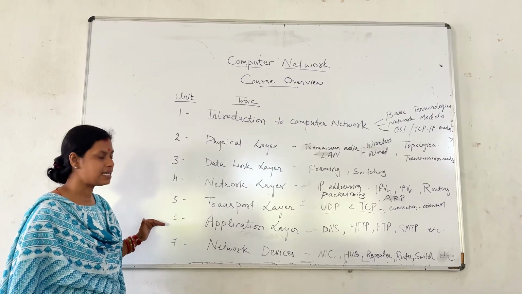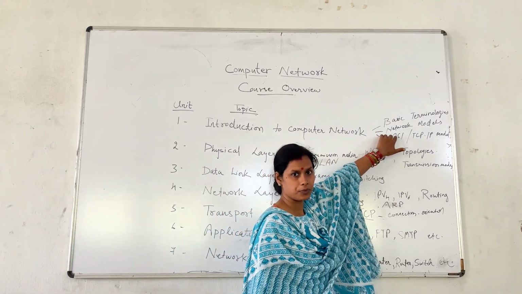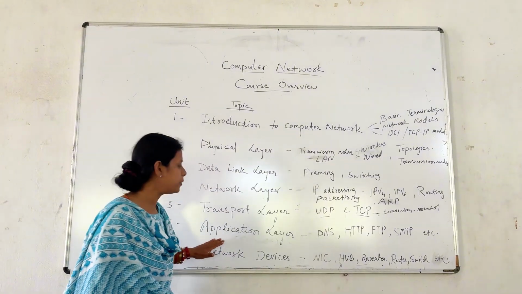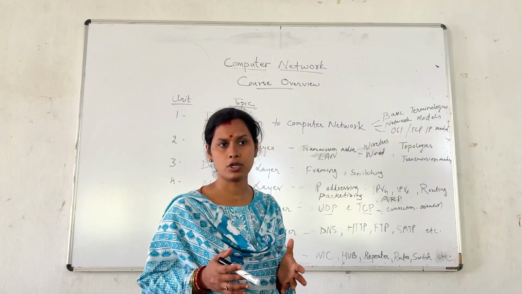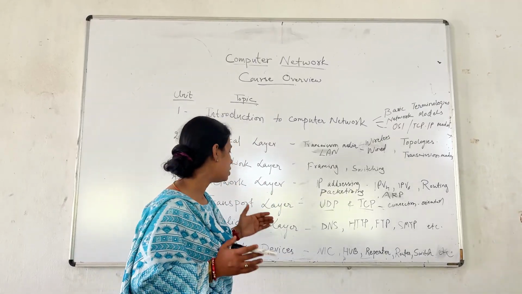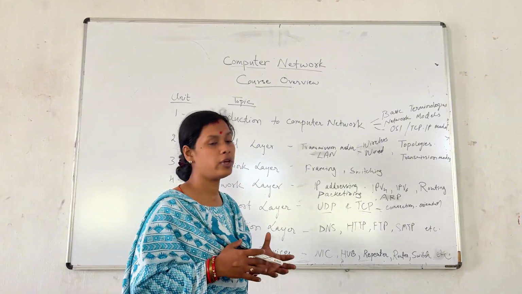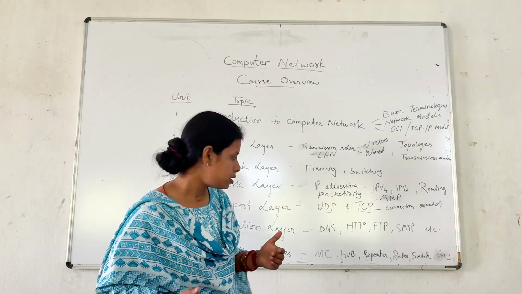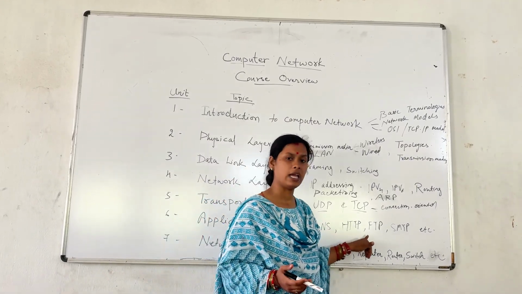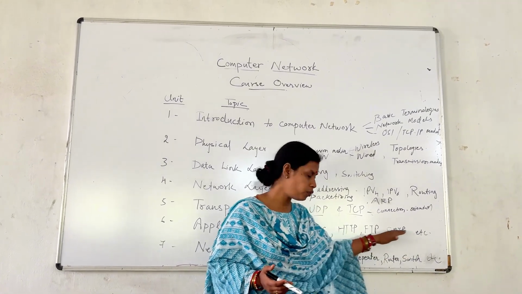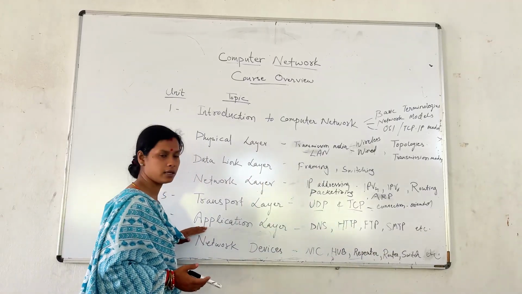The last and topmost layer in the OSI reference model or TCP/IP model is the application layer. Application layer means the web applications we all use. It is nearer to the user, and all the web pages we work with need to follow some protocols. These are DNS, HTTP, FTP, SMTP, etc. We are going to discuss all these protocols in the application layer.